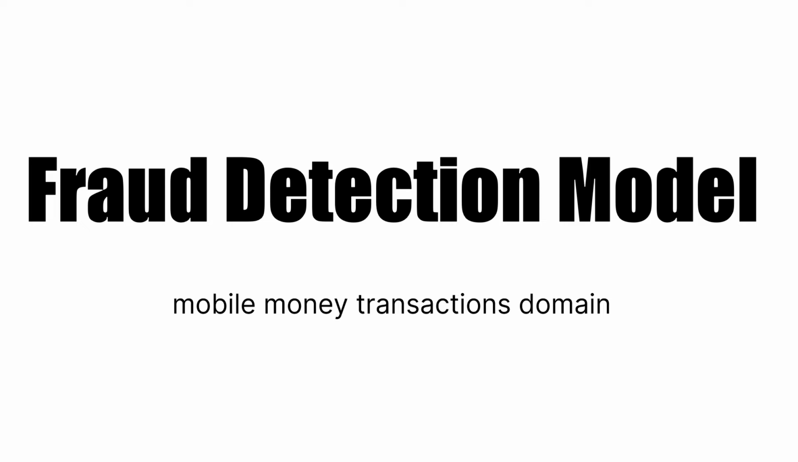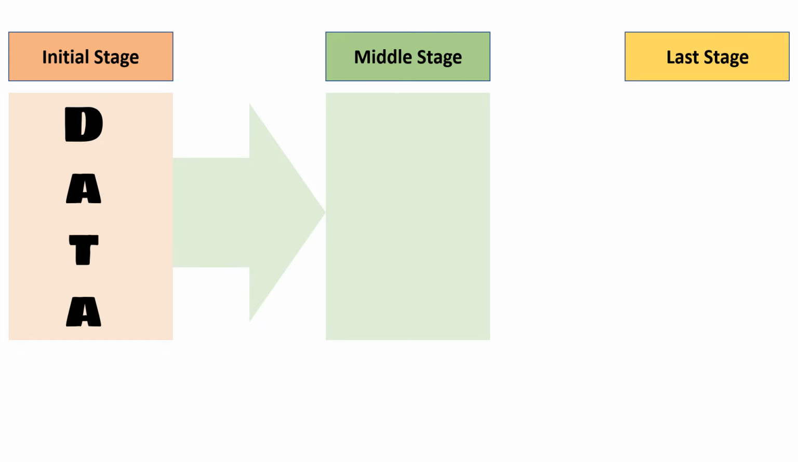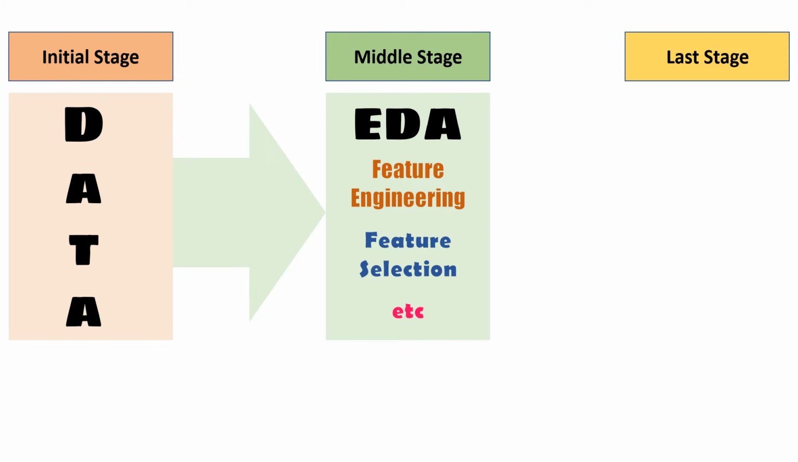To start with any model, what is first important? The approach. There are two approaches we can take. First, we would have three stages in developing any model: initial stage, middle stage, and last stage. In the initial stage, we gather the data. Then in the middle stage, we do exploratory data analysis, feature engineering, feature selection, etc. Then in the last stage, we develop the model and evaluate it. This is the step by step method of developing any model, you can say the forward method.